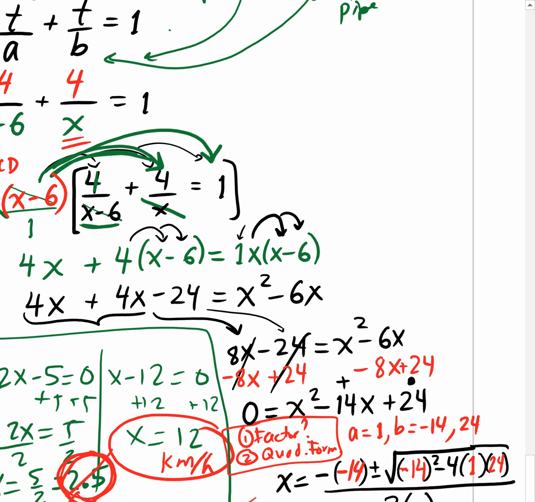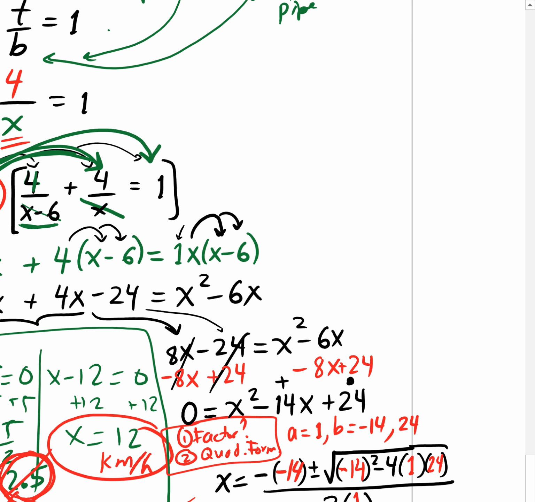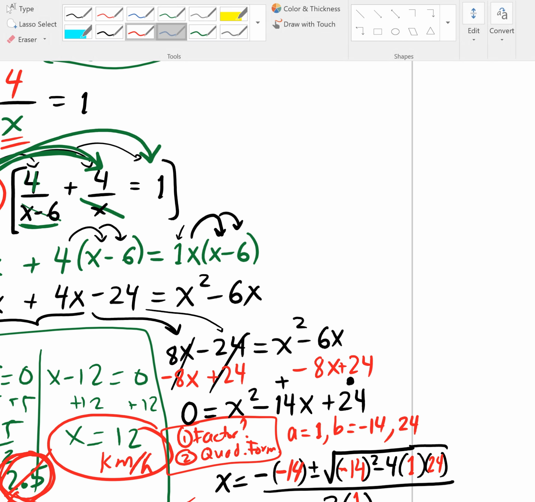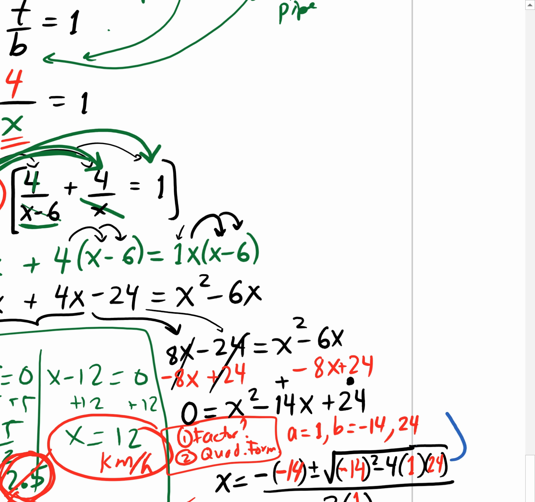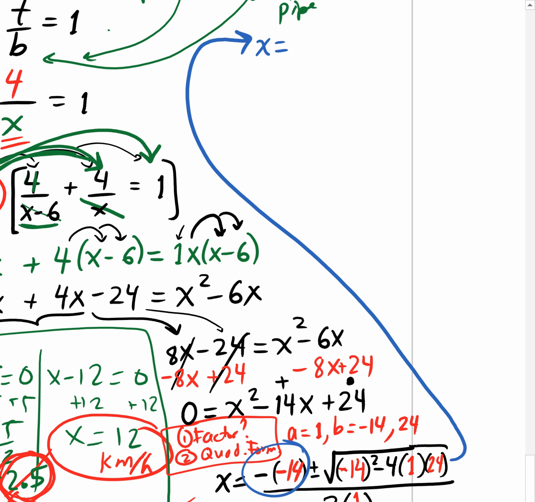And that's over 2 times a, which is 1. Okay, and then since we've kind of run out of room, I'm going to move this up to where I have a little more room. I'm going to see if this guy can move up here. So it looks like x is negative negative 14, which is positive 14, plus or minus the square root of, let's see, 14 squared is 196.